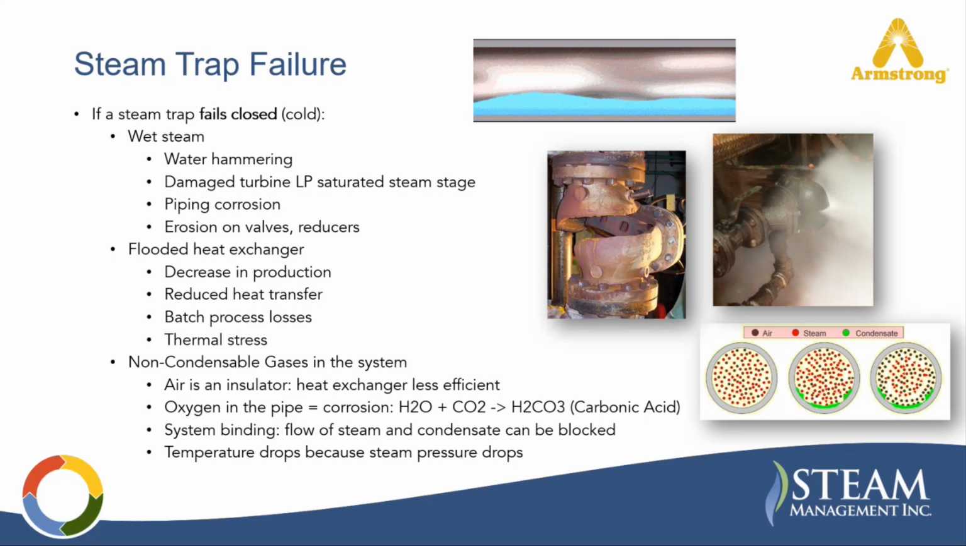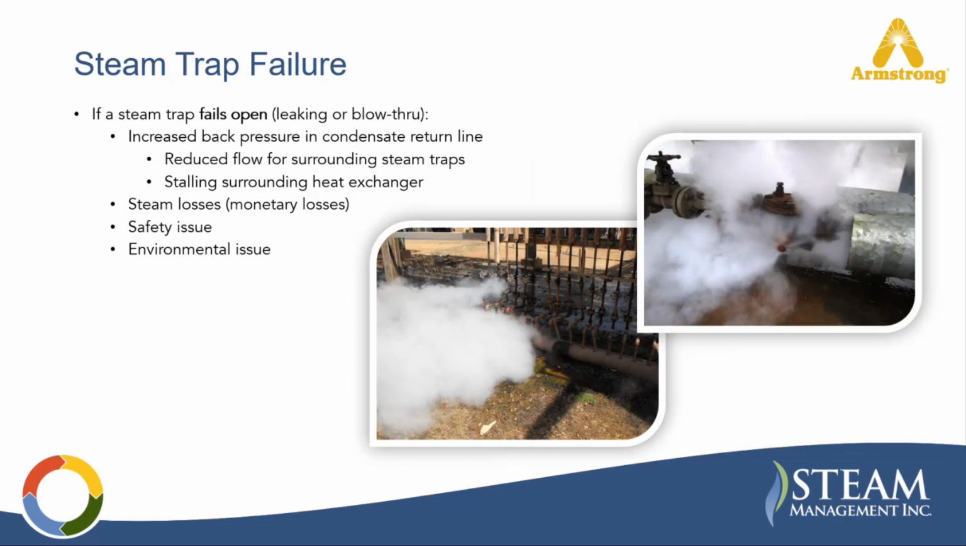Now, we mentioned failed closed traps. What about a failed open trap? Well, when a trap fails open, live steam is allowed to pass directly into the condensate return system. Instead of just removing the condensate, the trap is a leak point of energy and dollars, in all honesty. The most obvious consequence of this is the energy lost. The steam that was intended to provide useful work is now being discharged directly into the return system, wasting fuel, water, and treatment chemicals.